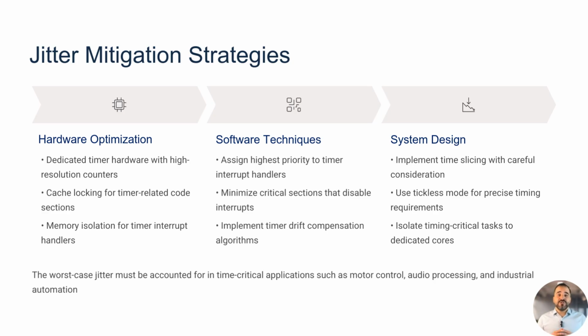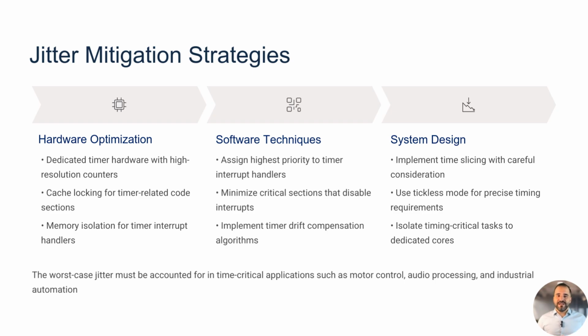Effective jitter reduction begins with the hardware. Choose a microcontroller with dedicated timer peripherals that operate independently of the core and ensure critical interrupts are prioritized to respond immediately. Lock timer-related routines in instruction cache to avoid delays from memory fetches. If your platform supports cache locking, use it to ensure these functions are always quickly accessible.